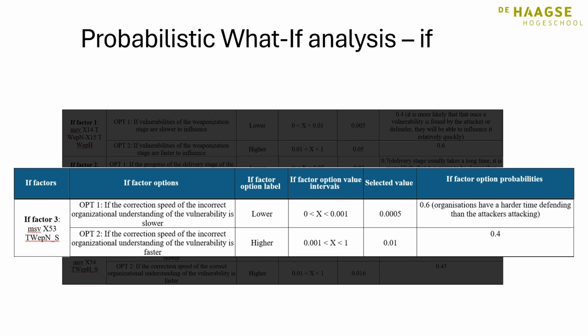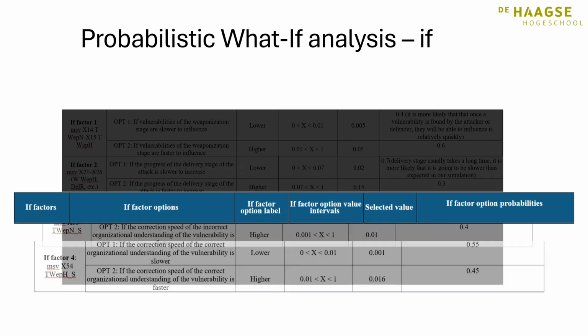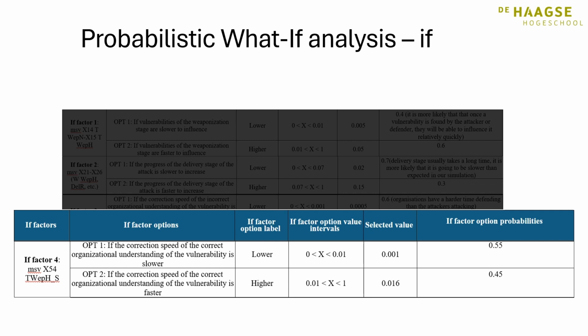The next one is the correction speed of the incorrect organizational understanding of its vulnerability being slower or faster. And what this represents is how fast an organization can correct an incorrect assumption they have had. So how fast can they correct their mistake? The last if category is very similar, and it's the correction speed of the correct organizational understanding of the vulnerability being slower or faster. So how fast can an organization upkeep its knowledge, which is currently correct, in case there are any other new developments or occurrences?